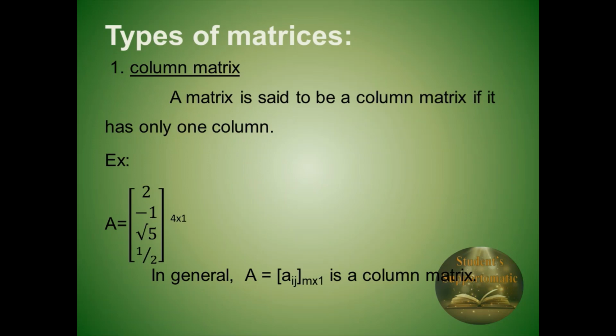In general it is called A is equal to aij, that is m cross n, m by 1. That means it has m rows, any number of rows, but only one column. So that is m by 1, that is a column matrix.